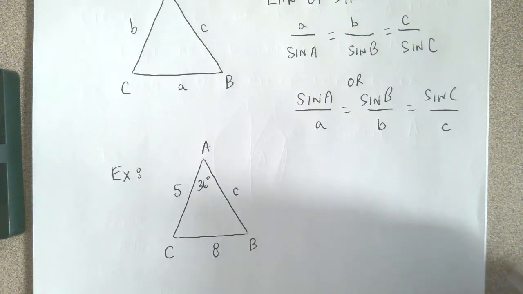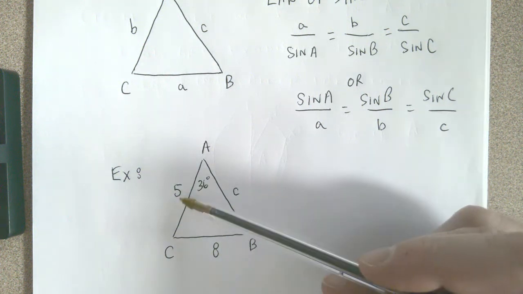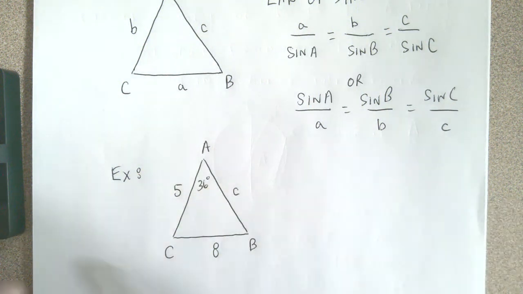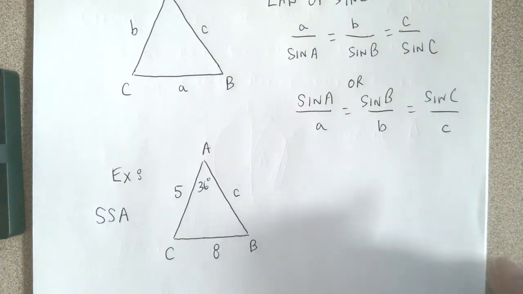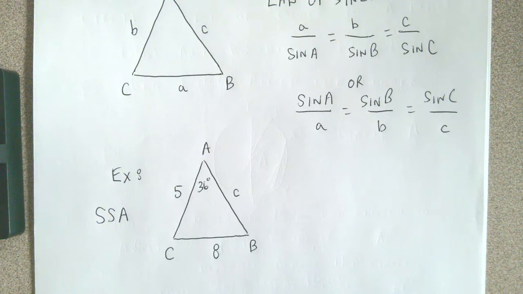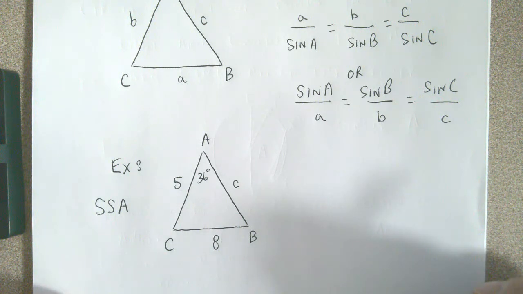The thing I want you to also notice is the information they're giving to us in this picture. How would you describe the information given to you? Well, they're giving us a side, a side, and an angle. So we would call that side-side angle. So when we have side-side angle, you're going to be able to use the law of sines.